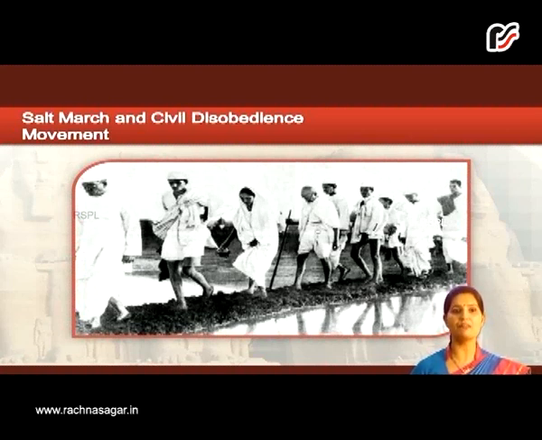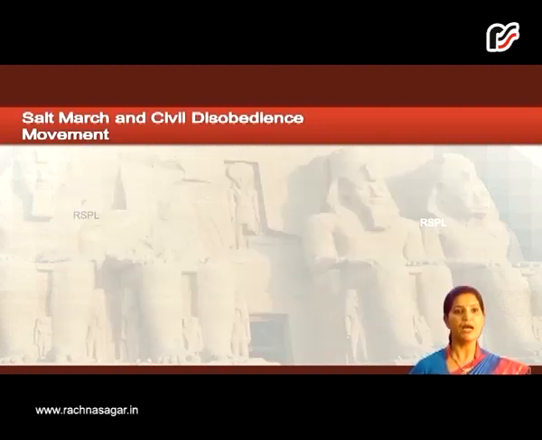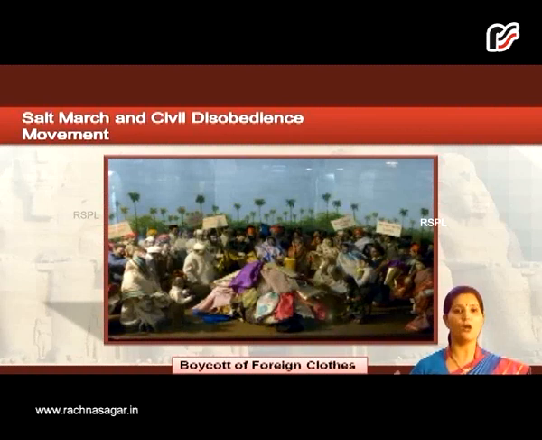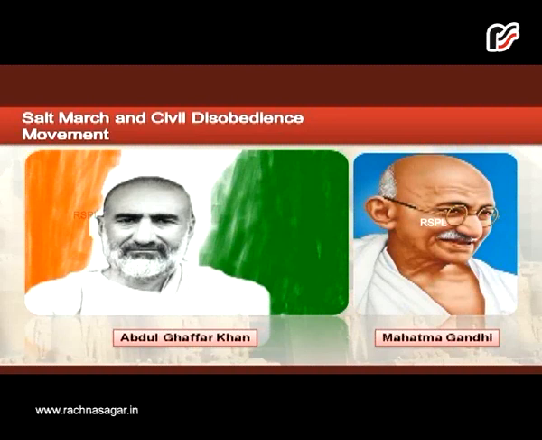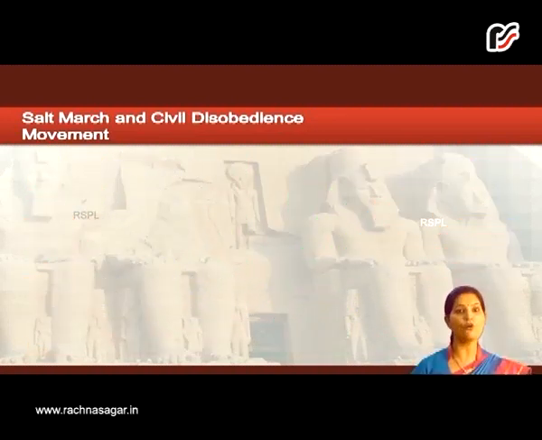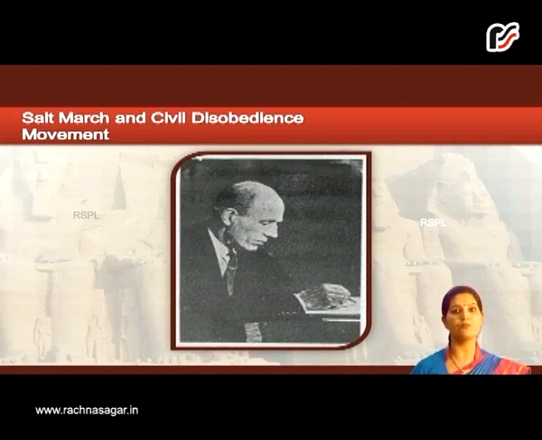A large number of people participated in the march along with him, thus making the movement a big success. This was the beginning of the civil disobedience movement. The movement continued in different parts of the country along with boycotting of foreign clothes and picketing of liquor shops. Many people were arrested during the movement, but with the arrest of Abdul Ghaffar Khan and Mahatma Gandhi, the movement turned violent. Thus, Gandhiji declared to call off the movement and signed a pact with Irwin on 5th March 1931, also called the Gandhi-Irwin Pact.